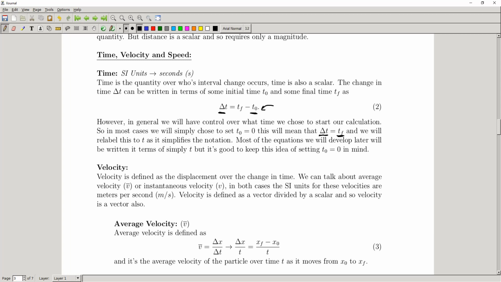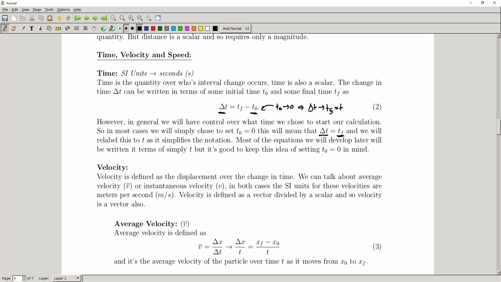If t0 goes to 0, this means that delta t goes to tf, and then just to simplify the notation, we just end up calling this t. So generally speaking, when we're writing down our kinematic equations later, we're going to see that we end up with our equations written in terms of t and not delta t, but that's because we've set the initial time to 0, and we're just counting our final time as our time.